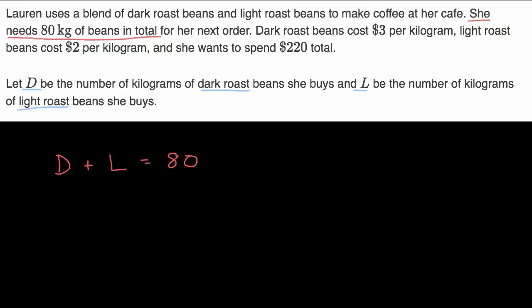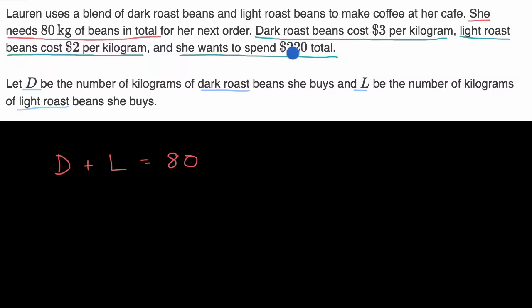Let's see if we can get another one. So next, they say dark roast beans cost $3 per kilogram. Light roast beans cost $2 per kilogram, and she wants to spend $220 total. So what I just underlined in this aquamarine color, we can set up another equation with. And if you haven't already set up your system of equations, see if you can now set up the second equation.